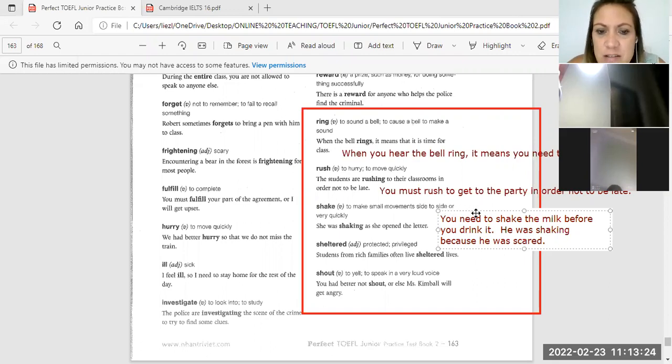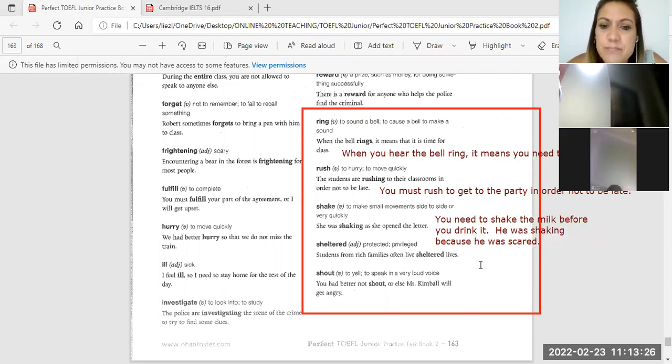Sheltered. Let's read sheltered. Sheltered, protected, privileged. Shelter is when you have a roof or something over your head. You are sheltered from the sun. An umbrella will shelter you from the sun or from the rain. It's when you are protected. You can't get hurt. Okay, let's read the sentence.